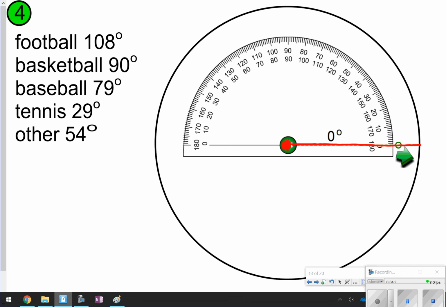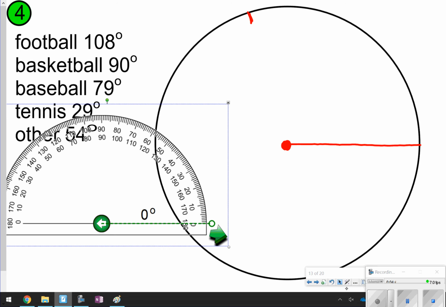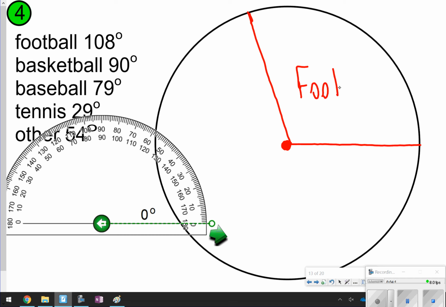Okay, the first one I'm going to do is 108 degrees, so over here at right before 110 will be my 108. Make a tick mark, move my protractor out of the way, and then connect the dot to the tick mark. Again, you can use your straight edge to help it look a little bit nicer, but this section will be football. And football, I believe, was at 30%.